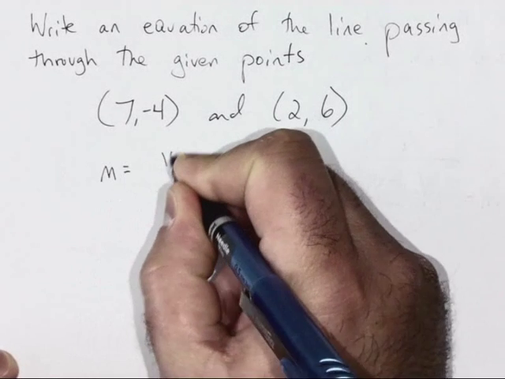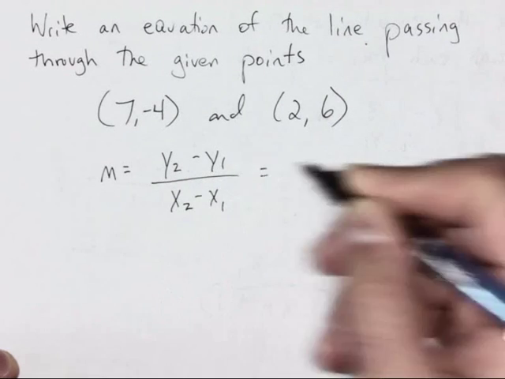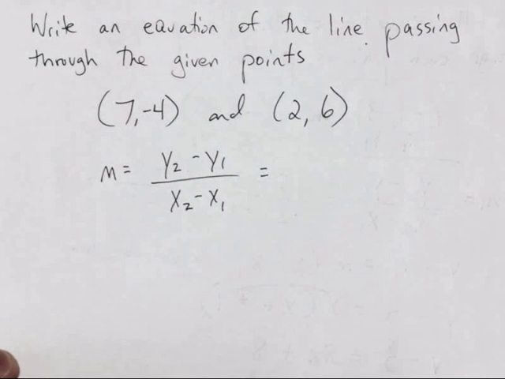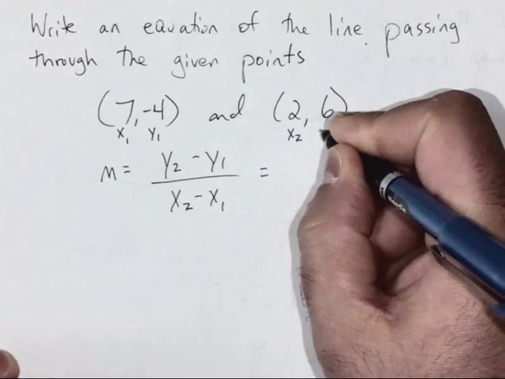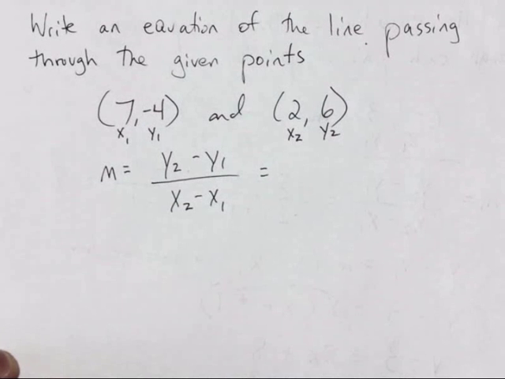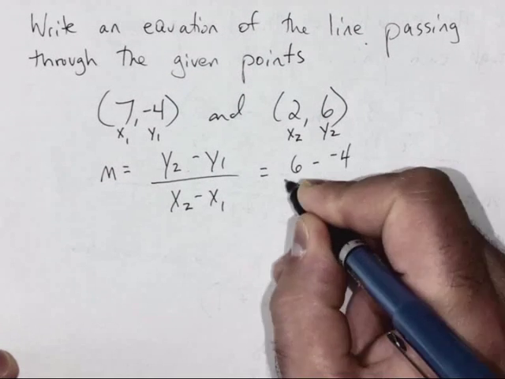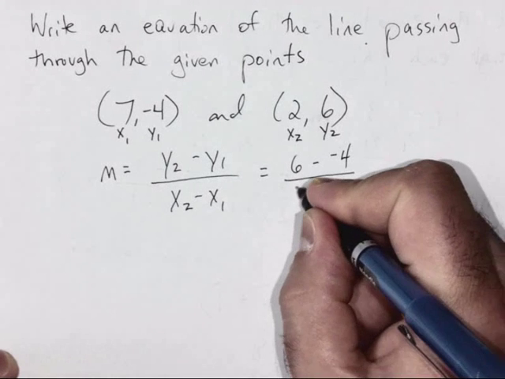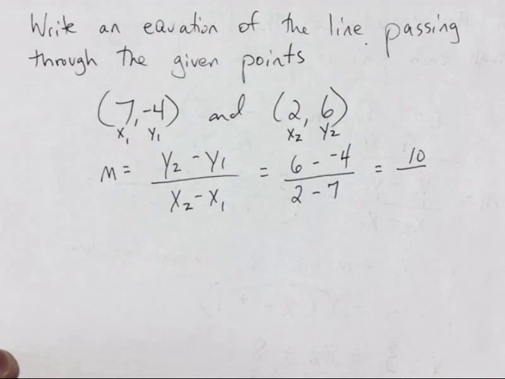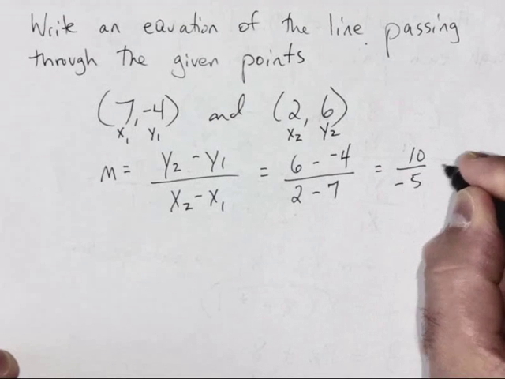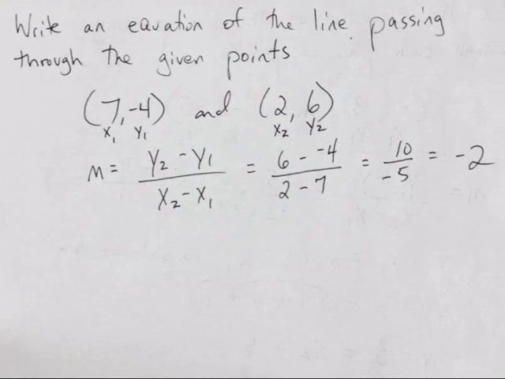So we can find the slope between 2 points once again by using our slope formula. I'm going to go ahead and label our coordinates. Alright, so now substitute those values in, being careful with your signs here. So we get +10 on top, -5 on the bottom, which is going to give us -2 for our slope.